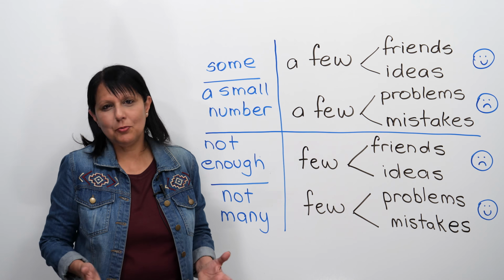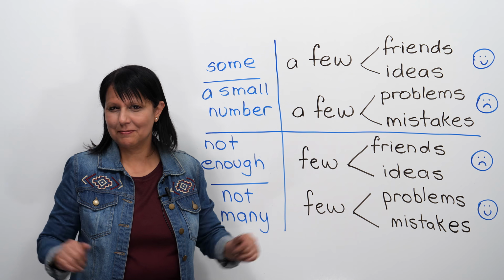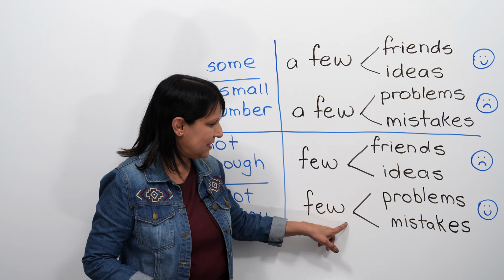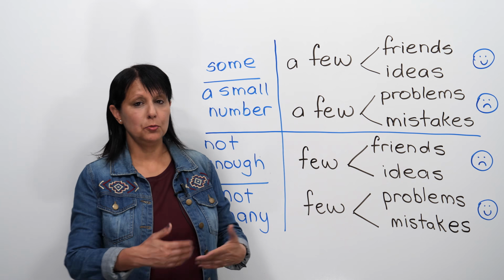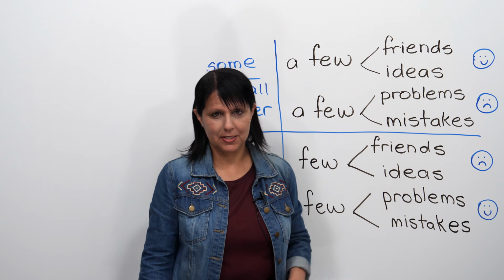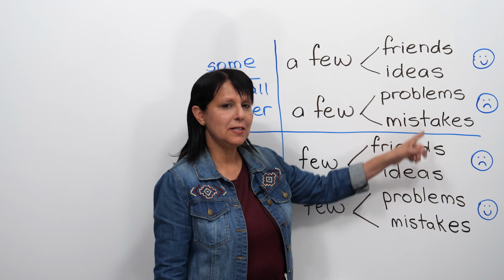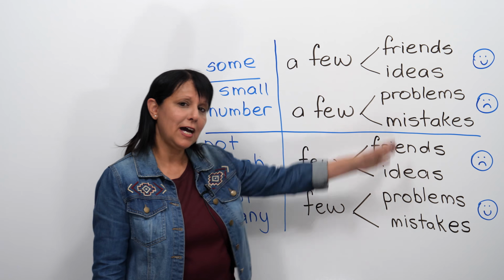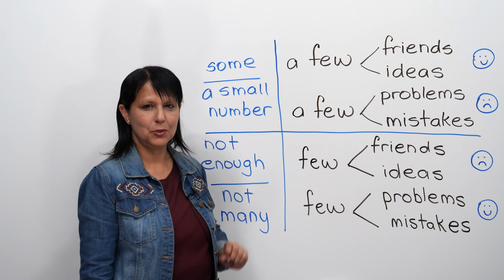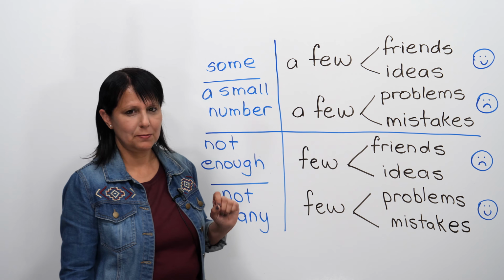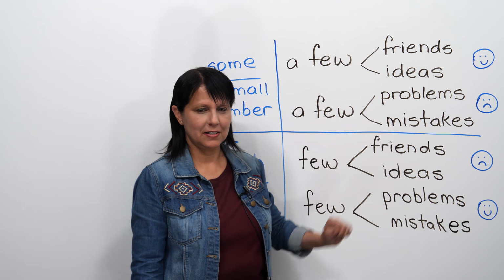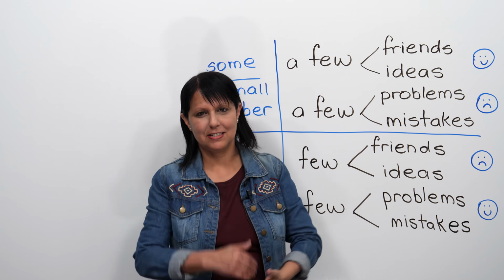Okay? He has few problems. Everything's all right with him. Okay? So here, few problems became a positive. But if I said he has a few problems, that becomes a negative. So it also depends which word we're putting after a few and few. If it's kind of like a positive word, then it has one meaning. If it's kind of like a negative word, then it has a different meaning.